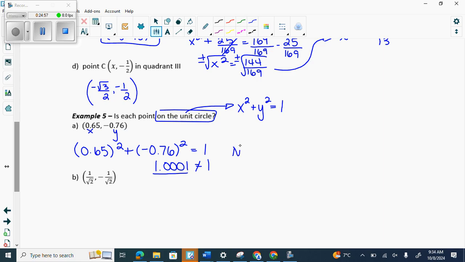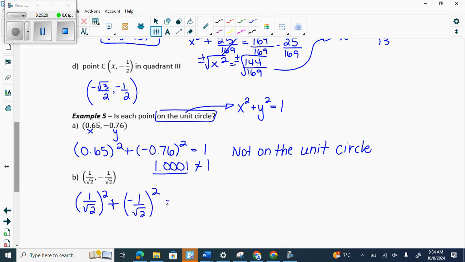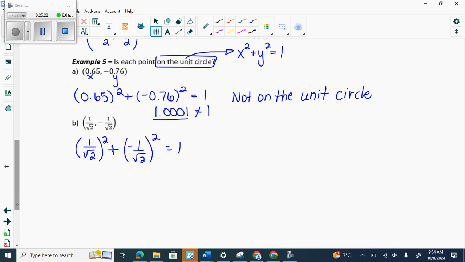So, because it doesn't have a radius of 1, it has a radius of 1.001. This one we already know is, but we have to prove it. Because it's root 2 over 2, technically, and negative root 2 over 2. This one we're going to get 1 over 2, because the square root of 2 squared is 2. And then 1 over 2. And a half plus a half is 1.